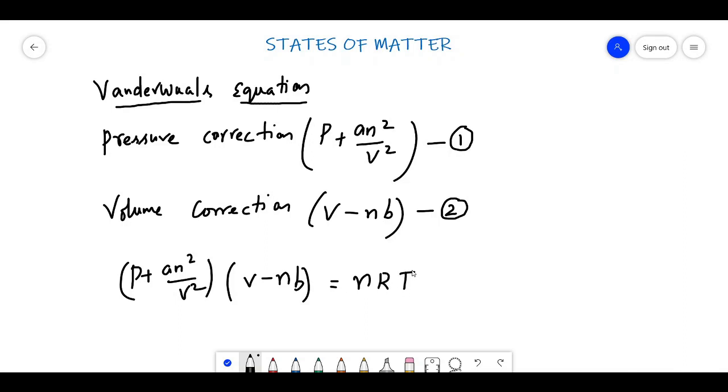That's all. And for 1 mole of a gas, sometimes he will ask to write the van der Waals equation for 1 mole. If it is asked for 1 mole of a gas, this n becomes 1. Now the equation is written as P plus A by V square, and then V minus B is equal to RT, where A and B are the van der Waals constants.